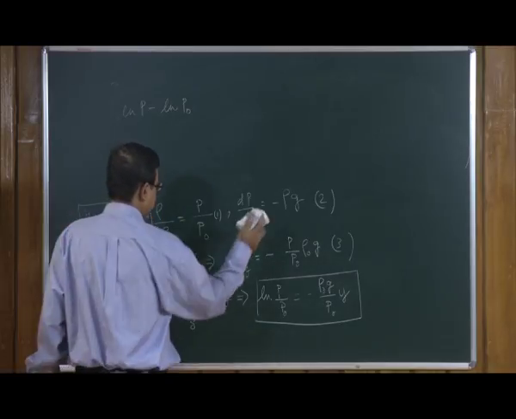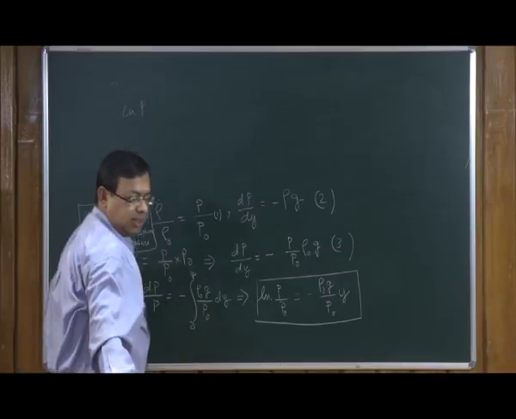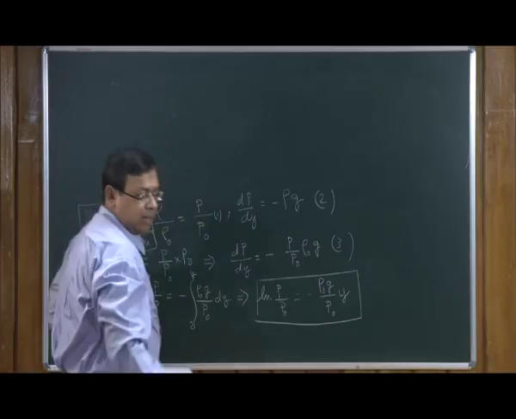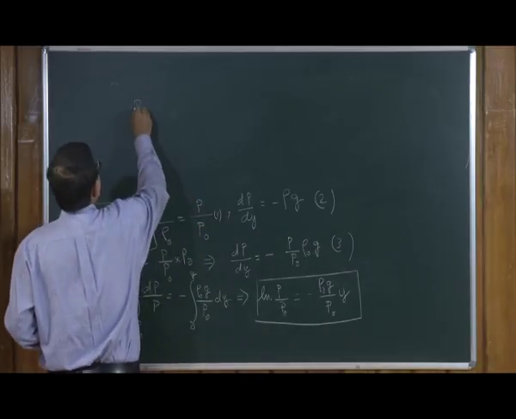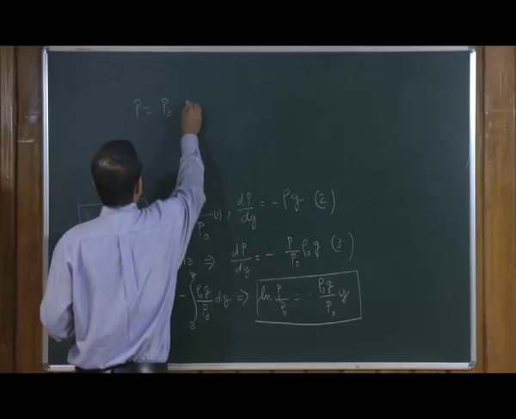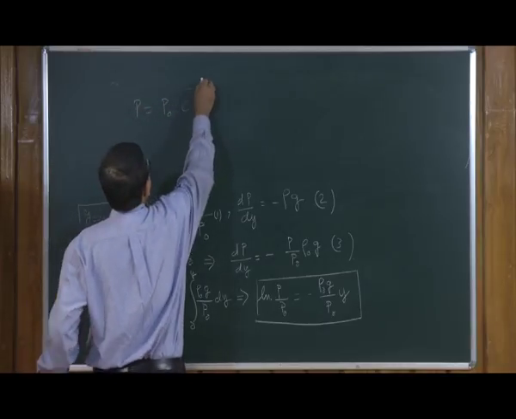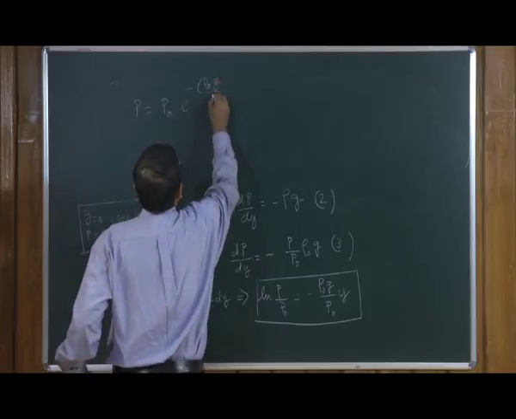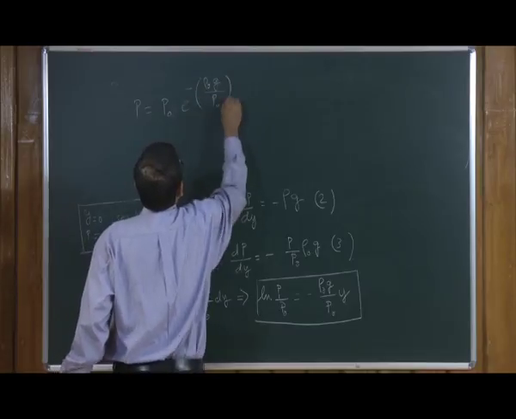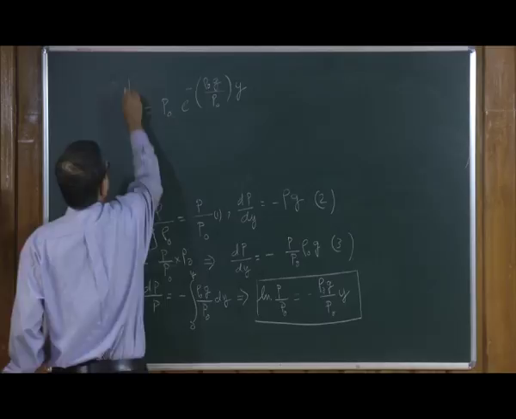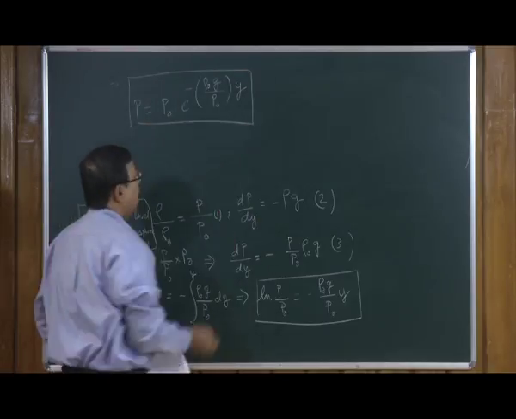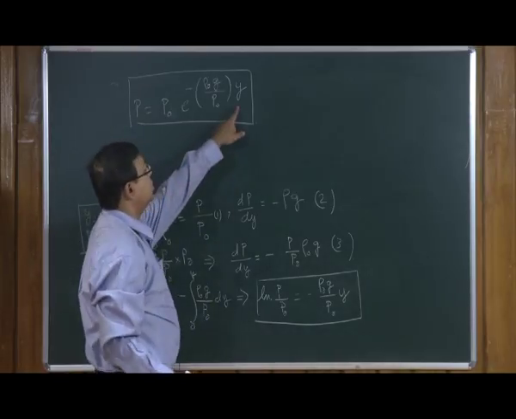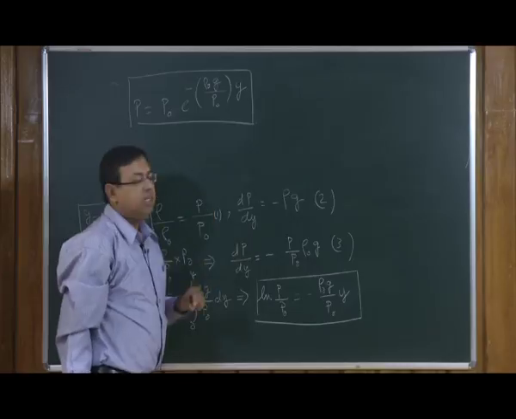Let us write this as, I am skipping one step, and you can write it as exponential minus rho 0 g by P 0 and y. So, this is how the pressure varies with the height y measured from the sea level.